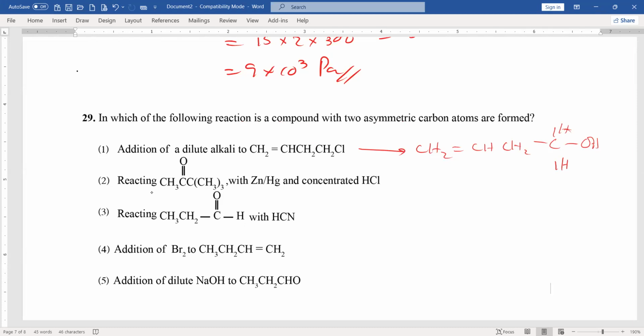Next one, reacting this with zinc Hg and concentrated HCl. If this reacts with zinc Hg concentrated HCl, that is called the Clemmensen reduction. You will get CH3, CH2, CH3 thrice.